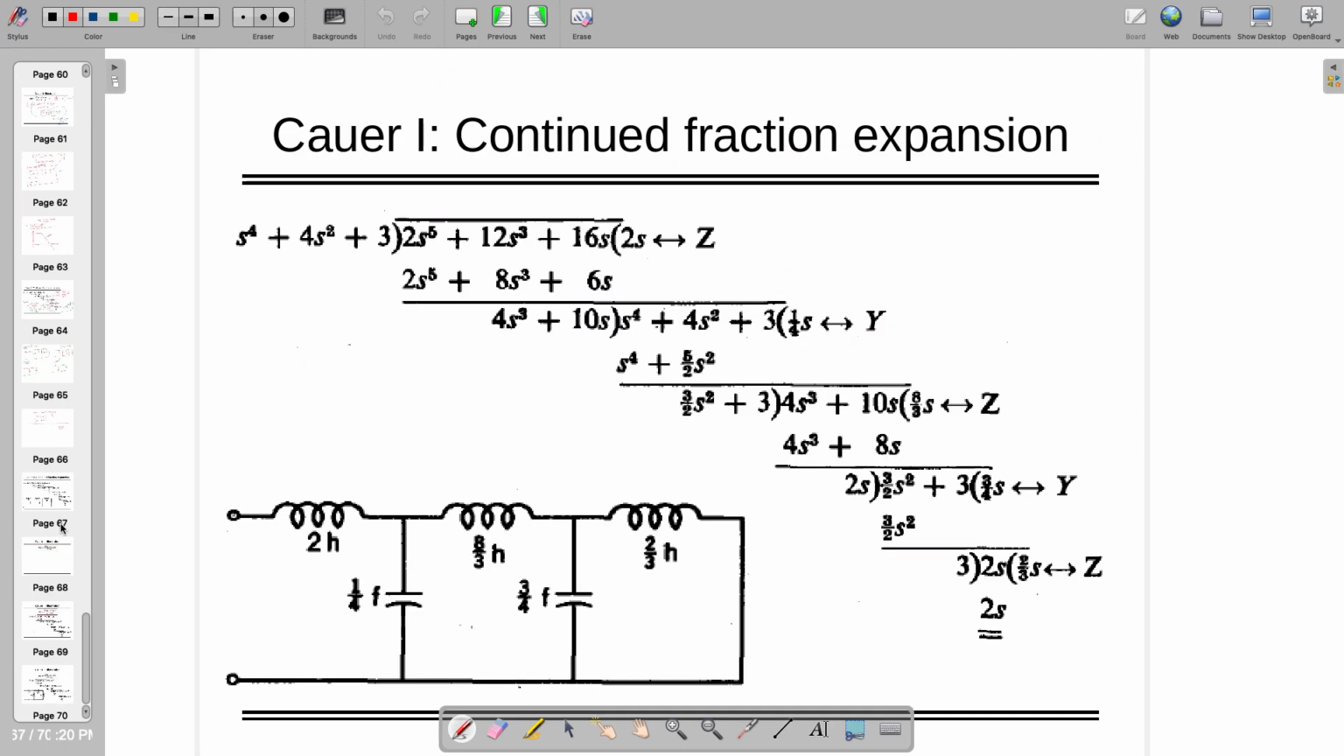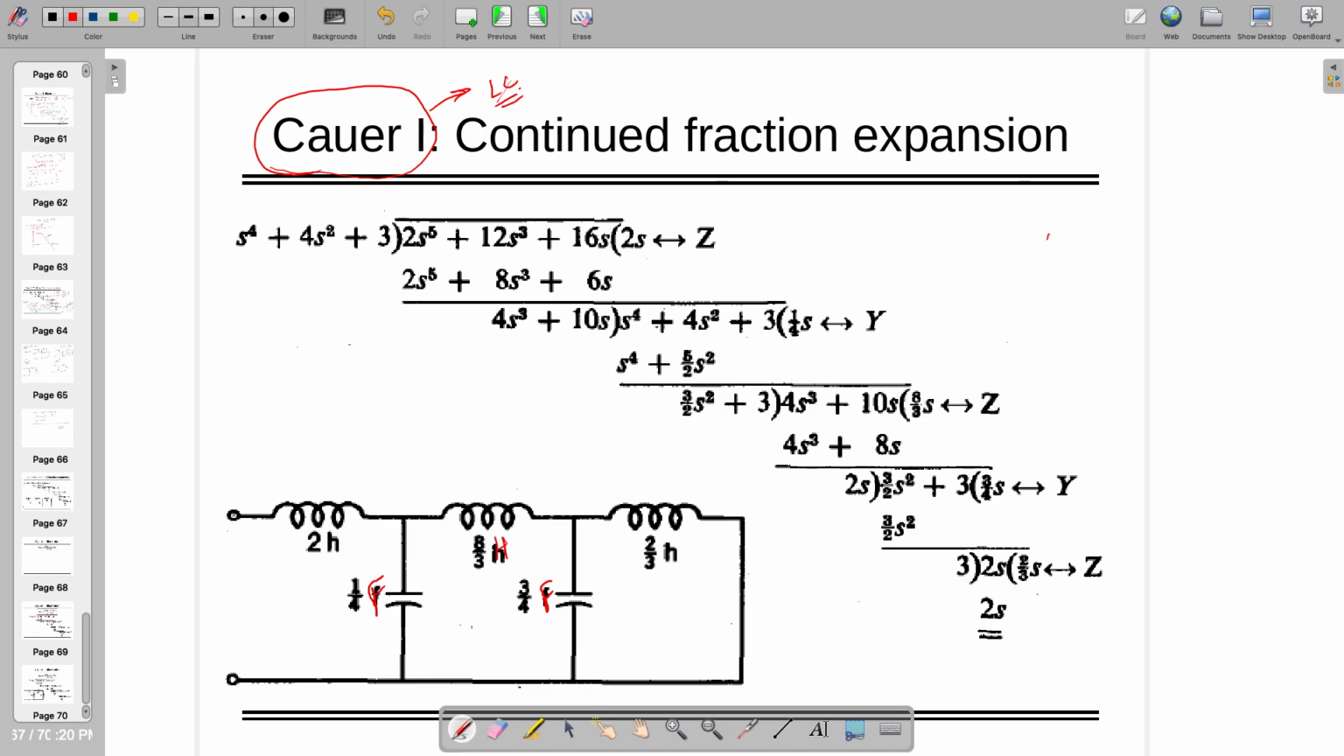So this is the final answer for what we were doing. So if somebody asks you to find the Cauer 1 form for an LC circuit, then you have to apply continued fraction expansion.